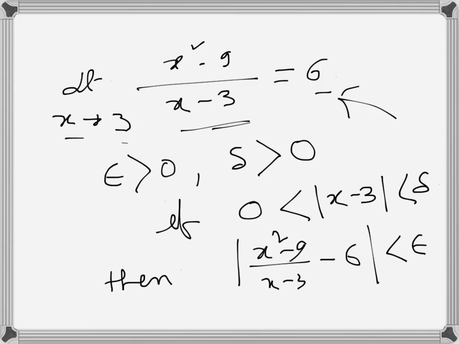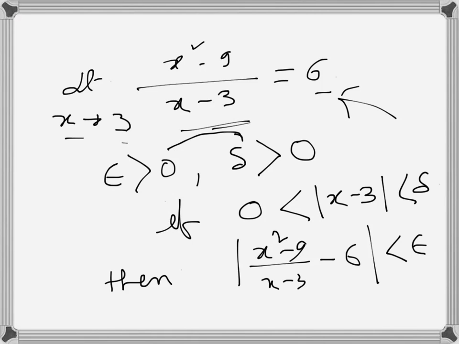And if we can choose delta depending on epsilon, then we can show this one. So we will try by that. First we will start with this one. Also we will make another assumption that delta is less than or equal to 1.